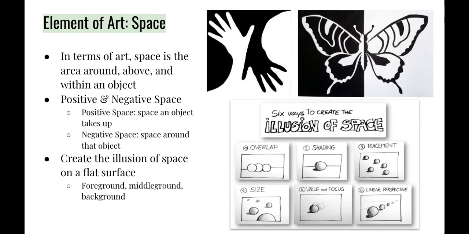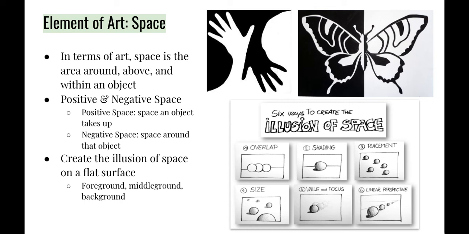The final element of art we're going to be focusing on is space, and that is going to be in your last panel. So, in terms of art, space is the area above, around, or within an object. There are two ways to show space. You can do positive and negative space. So, the positive space of these two black and white images on the top is the actual space that the object takes up, where the negative space is the space around that object. If you are someone who has not used balance yet, this is a great way to show space and balance.